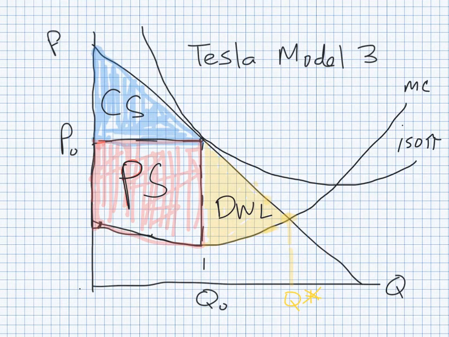So again, the main elements of welfare analysis: consumer surplus, area below the demand curve above the market price; producer surplus, area below the market price above the marginal cost curve; the deadweight loss, the difference in total surplus from whatever market outcome we're looking at relative to the theoretical best possible outcome.